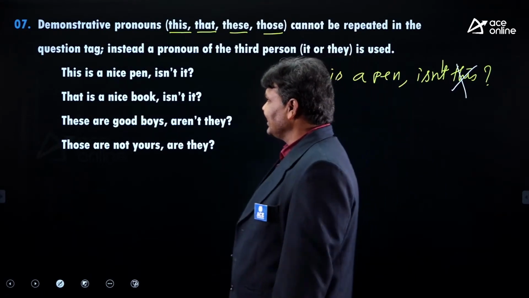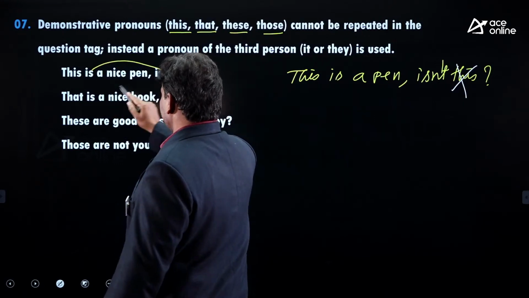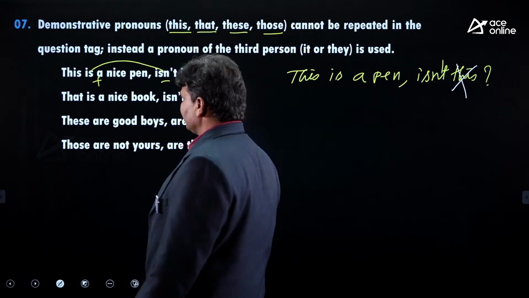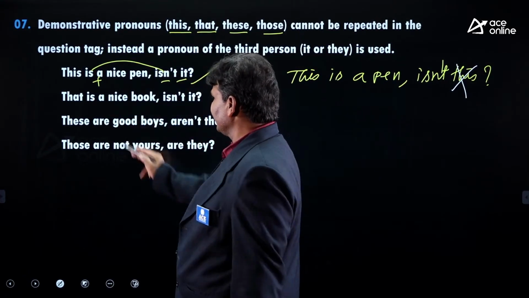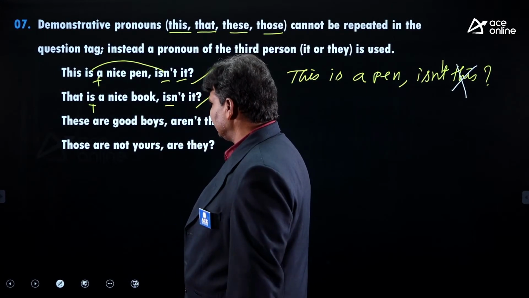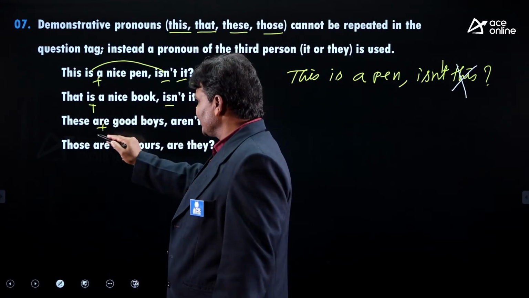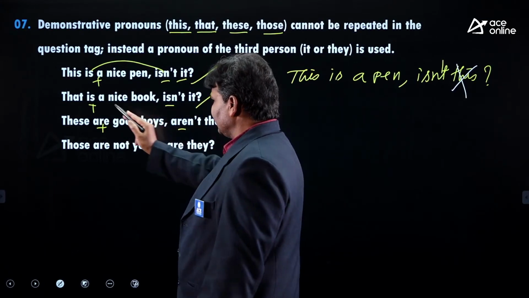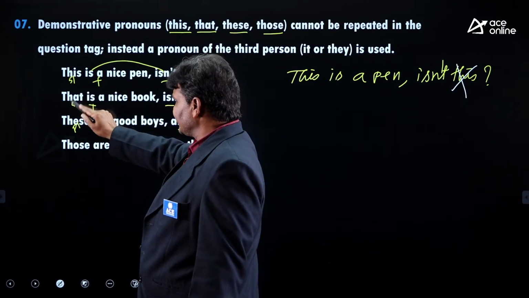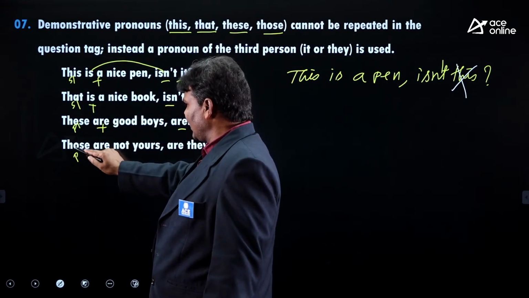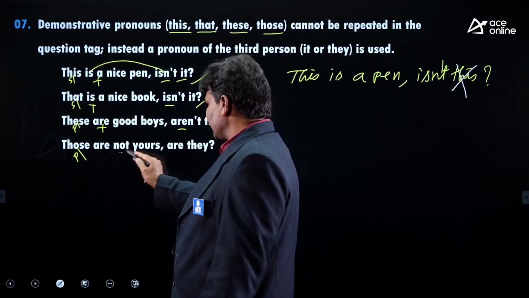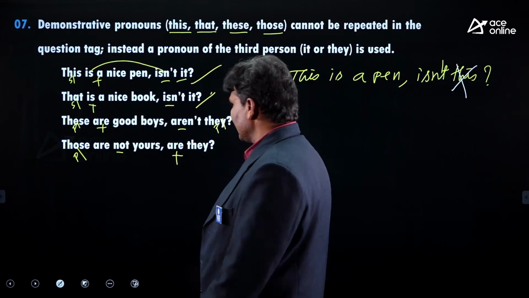Okay, here we go. This is a nice pen. Is will be repeated now. Positive, negative. This will become now it. That is a nice book. Positive, negative, right? It. These are good boys. Positive, negative. These means a plural. This means a singular. That is a singular. Those is a plural. So definitely this one will be plural. Those are not yours, negative. It will be positive. Are they?